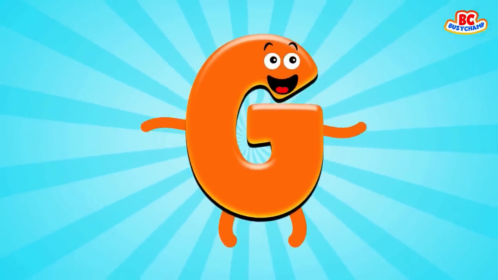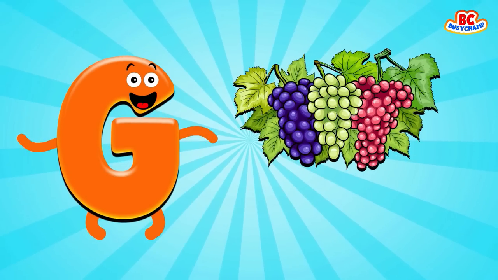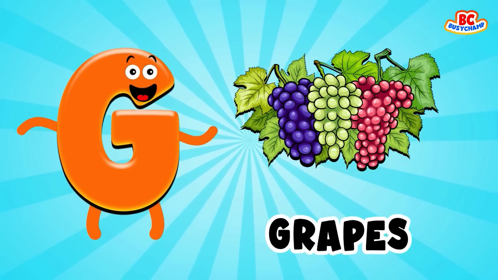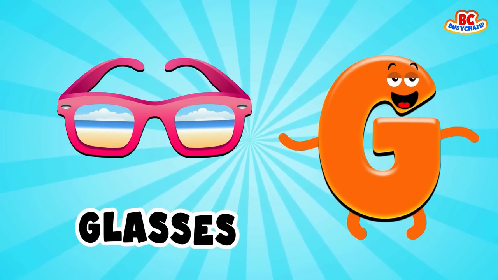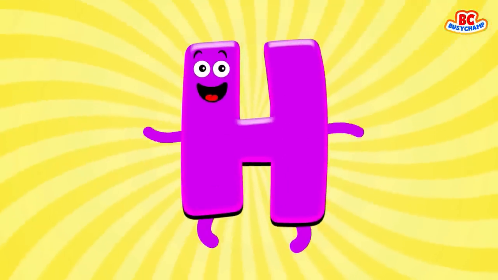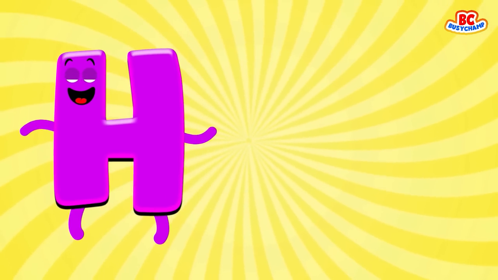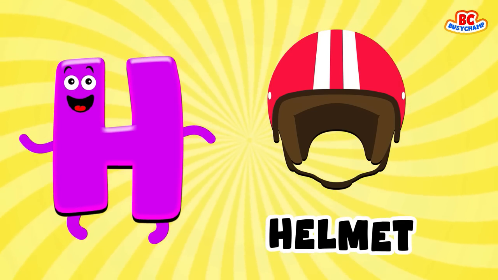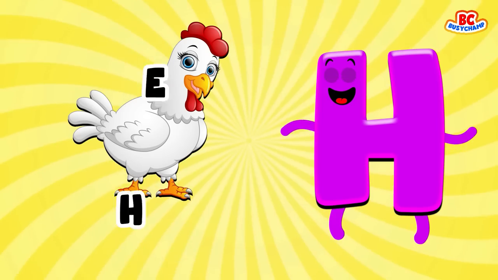Here comes the letter G. G. G says grapes. G says glasses. Here comes the letter H. H. H says helmet. H says hen.